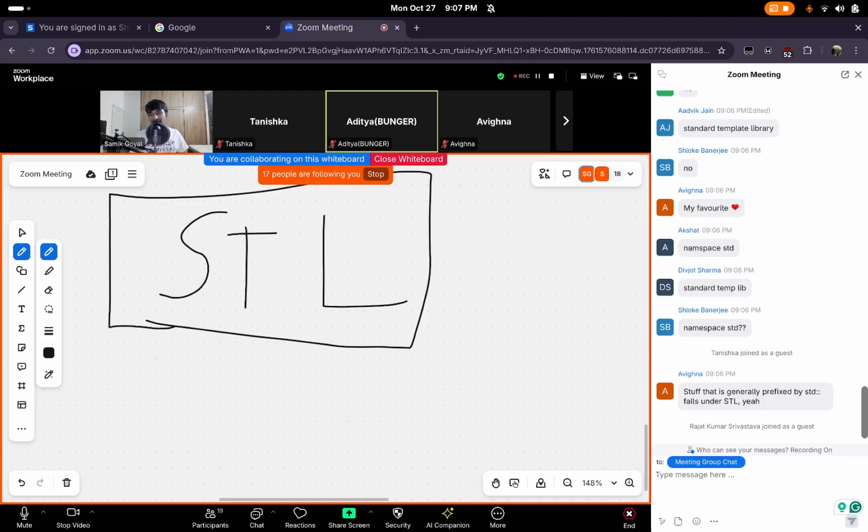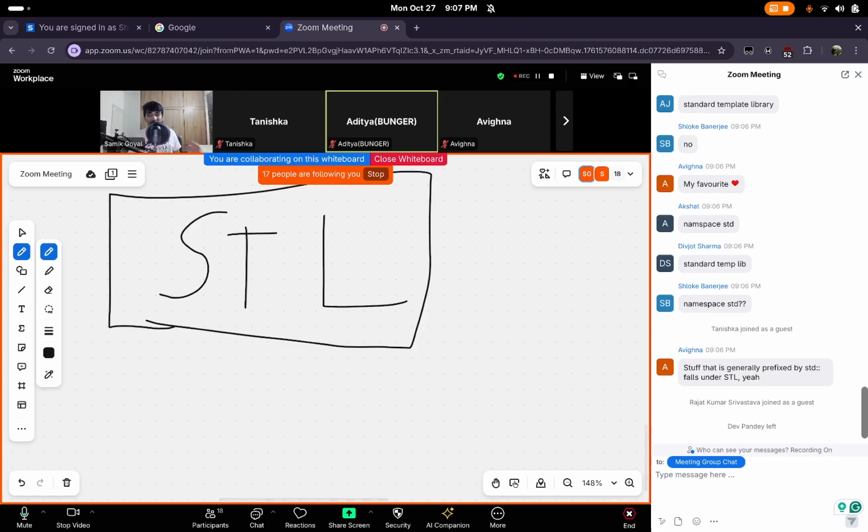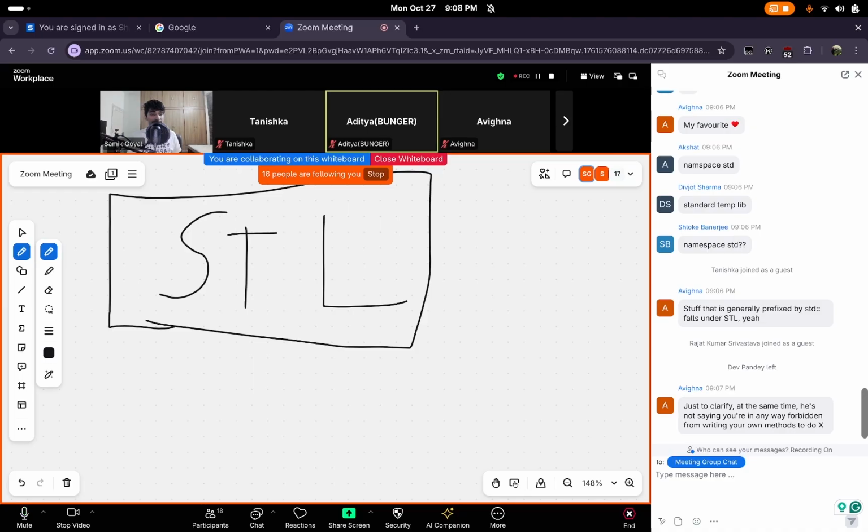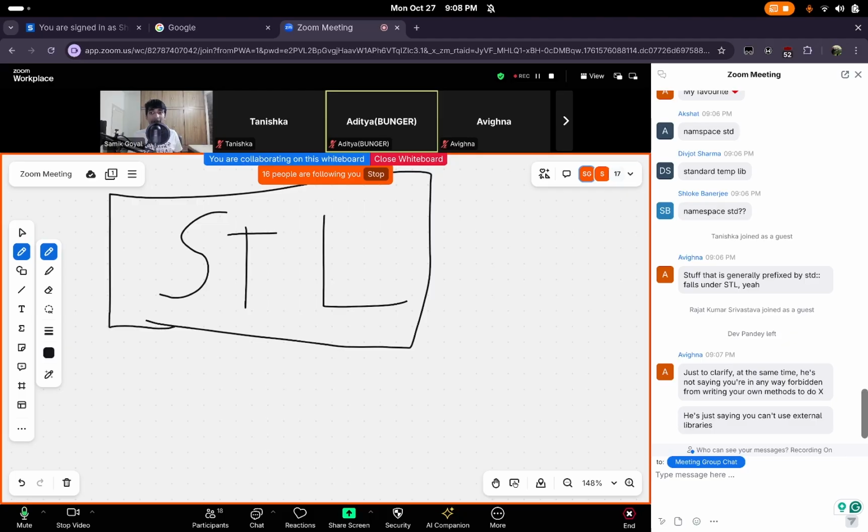So, okay, before I actually get into the specifics, I want to say that you don't need to memorize anything that I talk about after this. Oh yes, I do want to clarify. You can write your own functions. You can't use some other library. Like, you can't go ahead and use Boost.